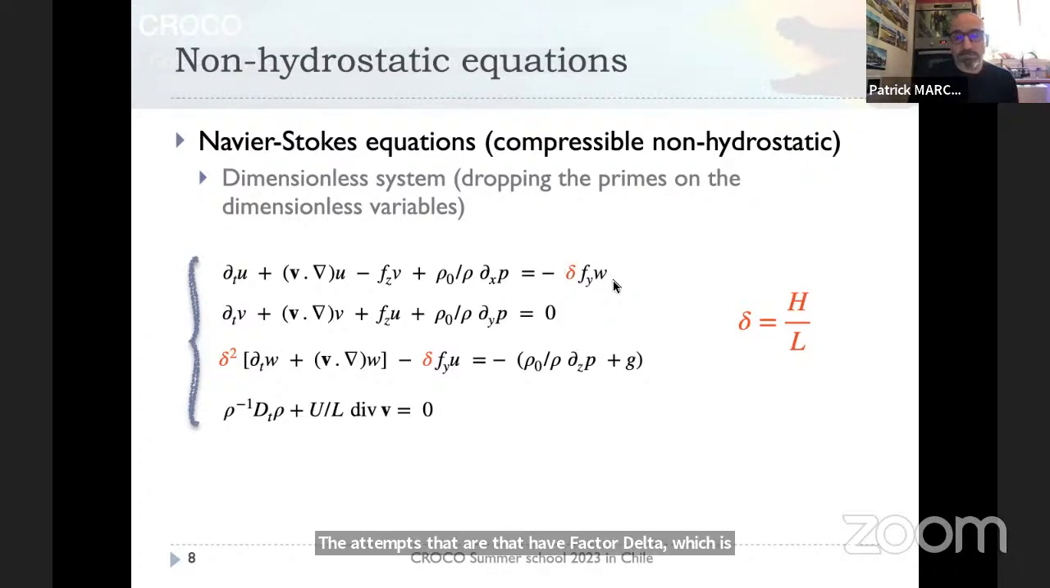In these equations, there are terms that have factor delta, which is interesting for us. One in front of the non-traditional Coriolis parameter that I mentioned before, and also here in the vertical equation, and we have delta square that is even stronger in front of the acceleration for the vertical equation. And the two terms that are on the right here are the hydrostatic terms, the balance between vertical pressure gradient and gravity.